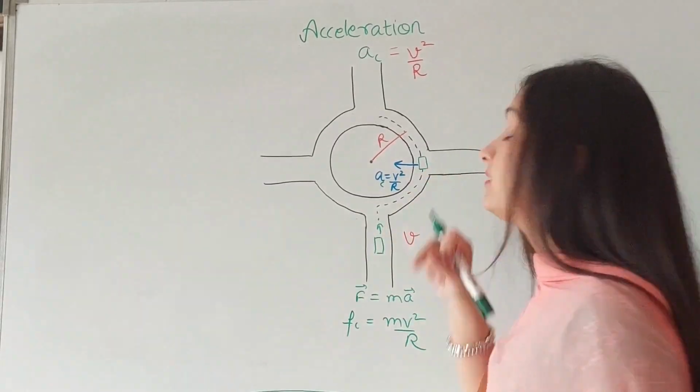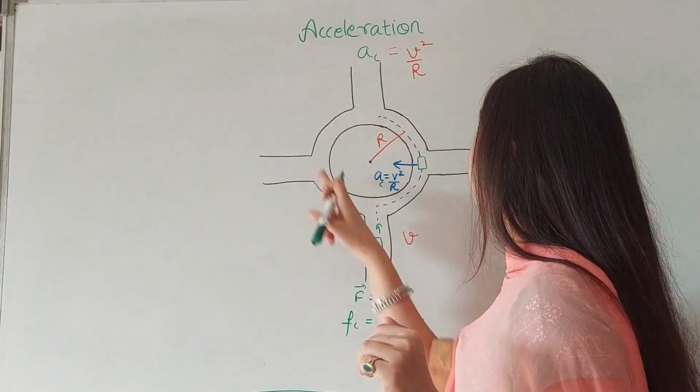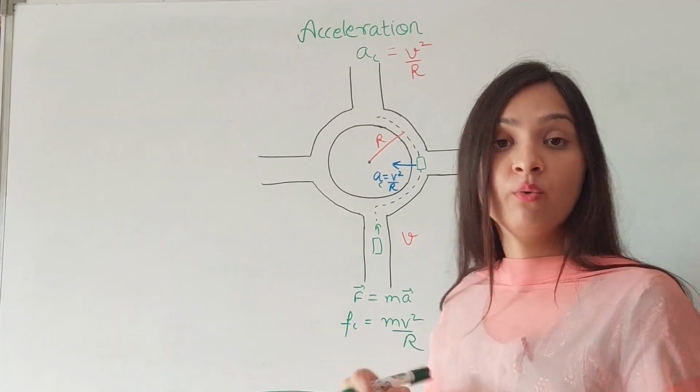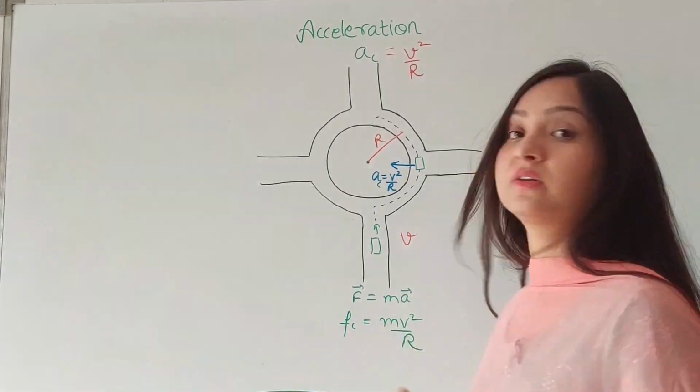So if your father's car is taking a circular turn on this horizontal road, which force provides this centripetal force?